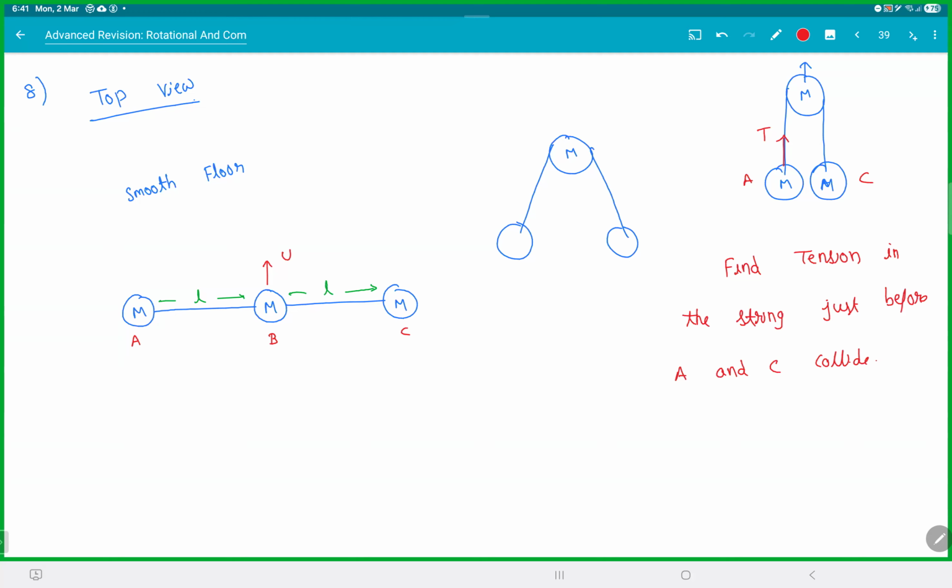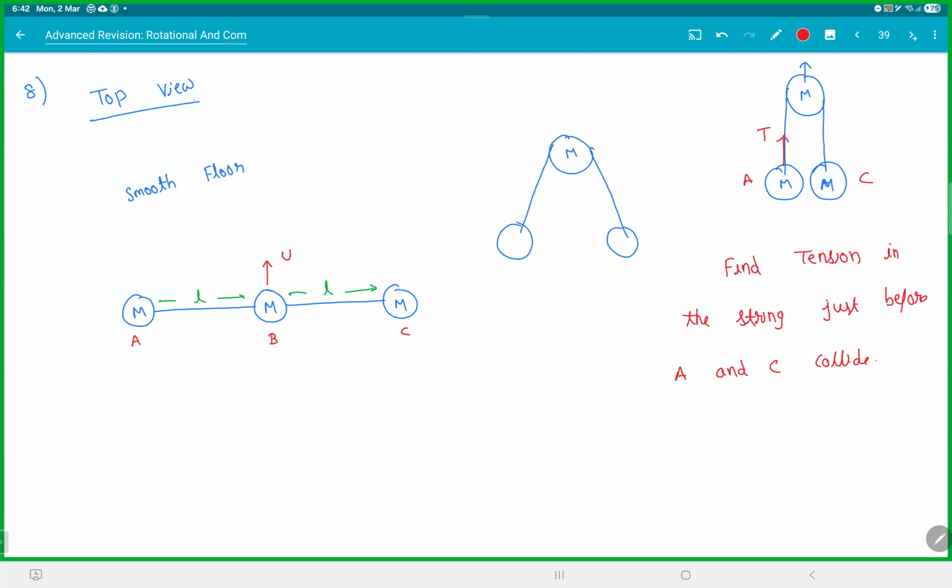Is the question making sense? If you kick the middle ball, the other two, A and C, are at rest initially. If you kick the middle ball, it will start going forward. In this process, it will pull A and C together. So A and C will try to swing and they try to hit each other. So just before hitting each other, find the tension in the string.